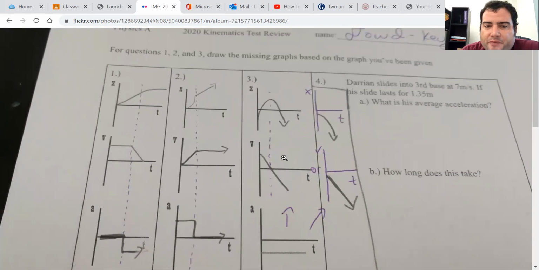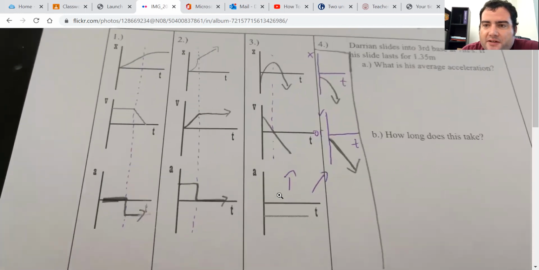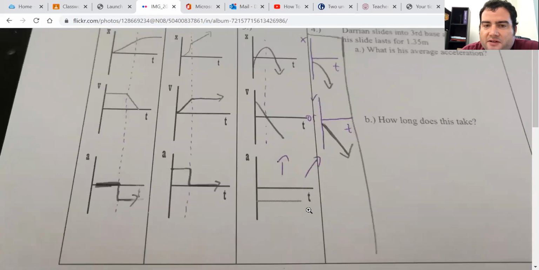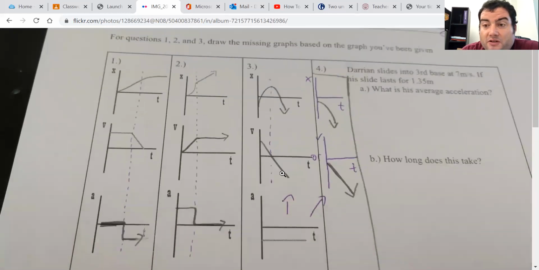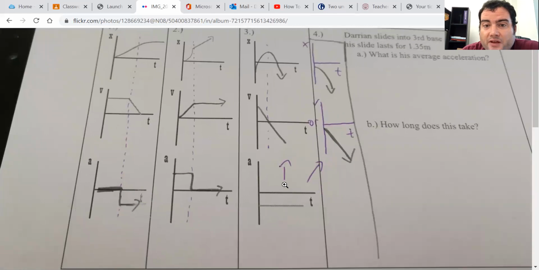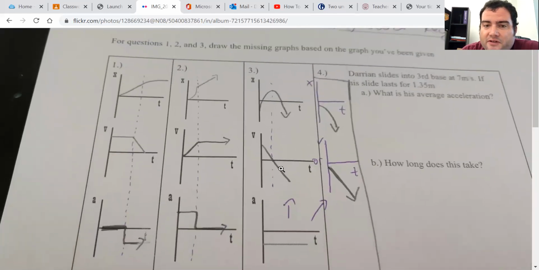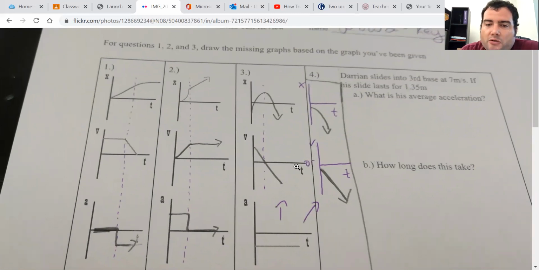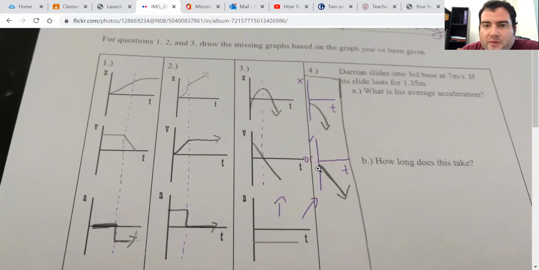On number 3, there were really two possible answers. All the acceleration graph tells you is that you have a constant negative acceleration. And that means your velocity graph is going to have a negative slope. But it could be this one or this one. And there's no way to tell without being told an initial velocity. So either of these would be fine.